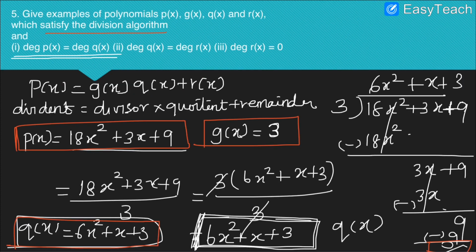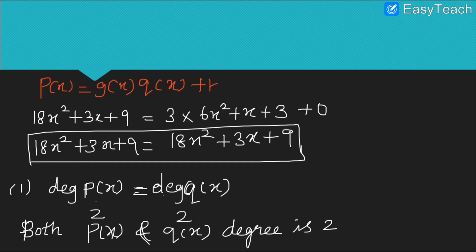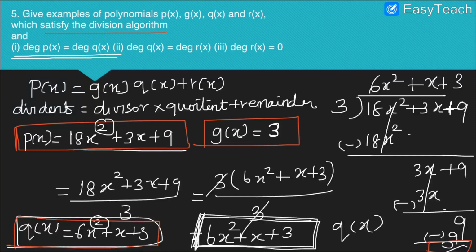So look at the degree of p of x. Degree of any particular polynomial means the highest exponent, right? The highest value among the powers. So this is p of x, the degree of this p of x is 2, and at the same time the degree of q of x is also 2, here and here. Hence we verify degree of p of x equals degree of q of x.